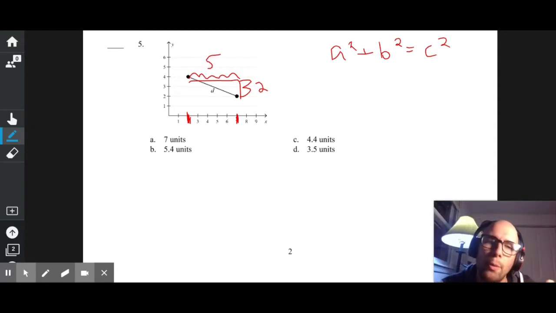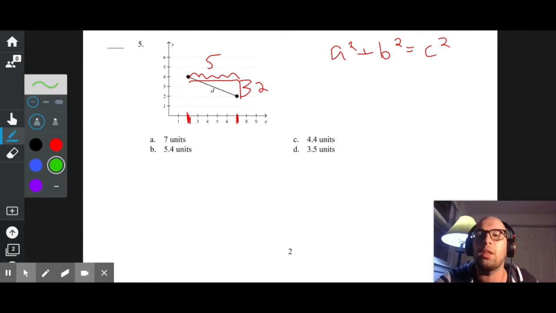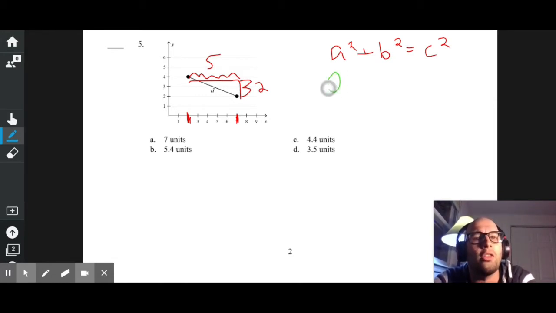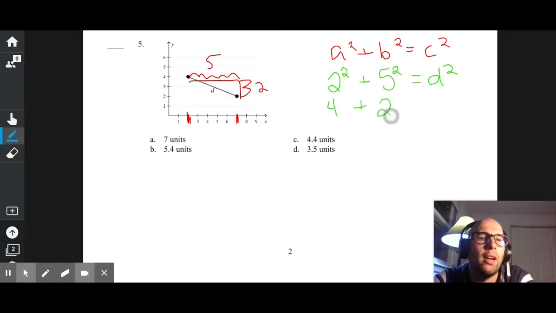So what I have now, as ugly as it looks, is a right triangle where the 2 smaller sides are 2 and 5, and I don't know the longest side. If you're using Pythagorean Theorem, you're going to use A and B for the 2 smaller sides. A lot of people like to save A for the smallest side, and that's fine. Then B is going to be 5, and C is going to be D, because I don't know what D is. 2 squared is 4. 5 squared is 25. And D squared is D squared.